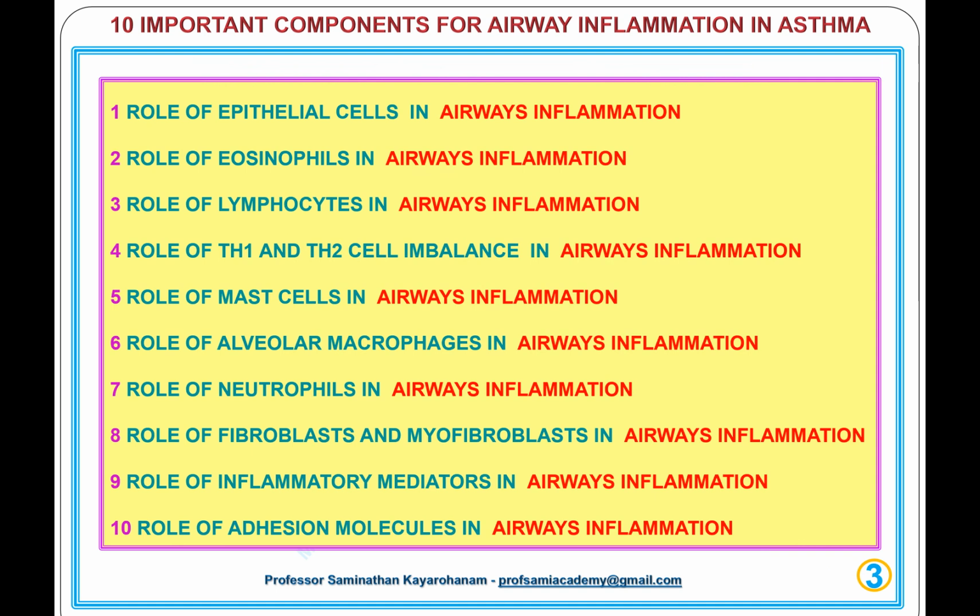Next slide, 10 important components for airway inflammation in asthma. 1. Role of epithelial cells in airways inflammation. 2. Role of eosinophils in airways inflammation. 3. Role of lymphocytes in airways inflammation. 4. Role of Th1 and Th2 cell imbalance in airways inflammation. 5. Role of mast cells in airways inflammation. 6. Role of alveolar macrophages in airways inflammation. 7. Role of neutrophils in airways inflammation. 8. Role of fibroblasts and myofibroblasts in airways inflammation. 9. Role of inflammatory mediators in airways inflammation. 10. Role of adhesion molecules in airways inflammation.